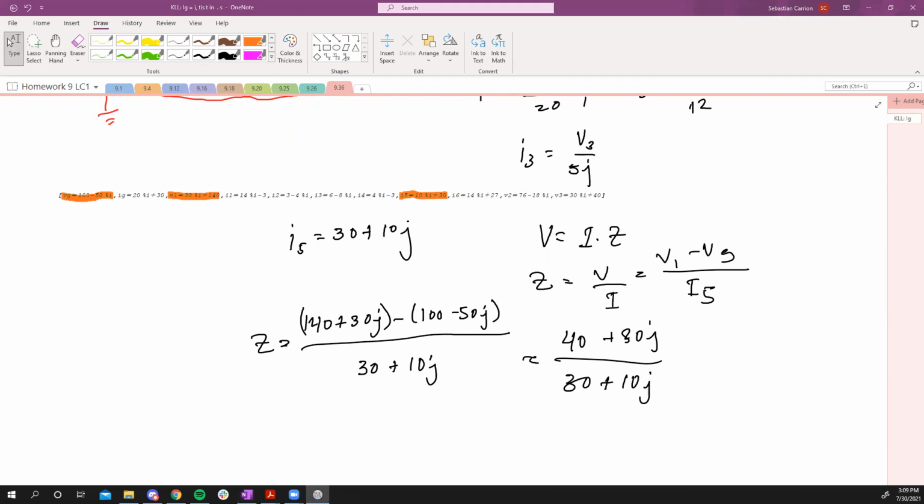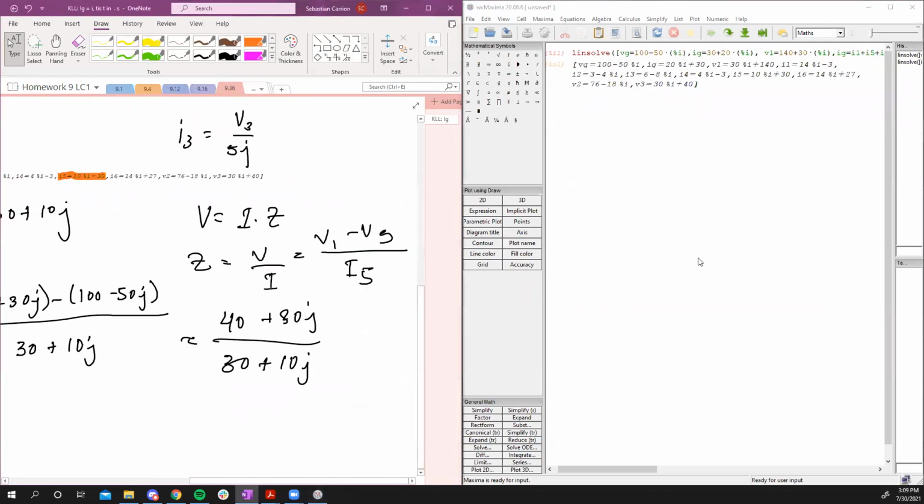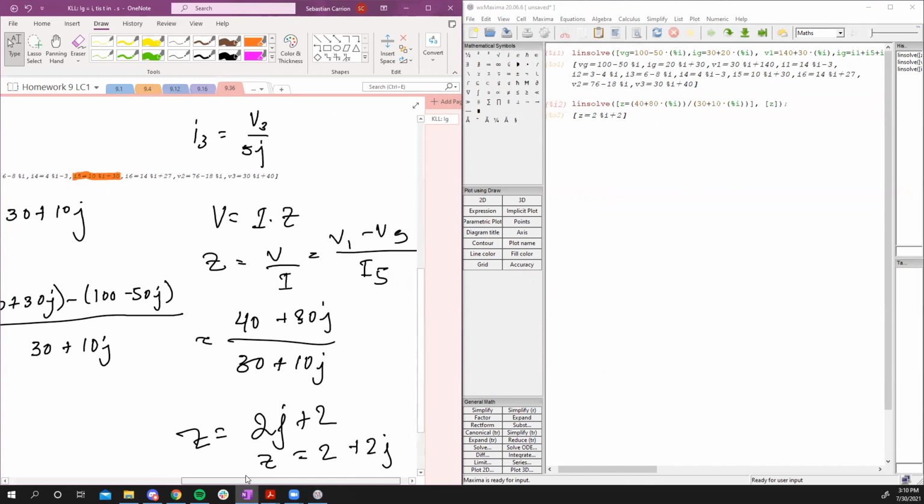So again, we can do this again in Maxima. Plug that in. I don't really want to do the math, so I'm just going to have the computer do it. Over 30 plus 10 times i. So that would be our result. Z would be 2J plus 2, or 2 plus 2J, doesn't matter. So this would be our equivalent for Z.